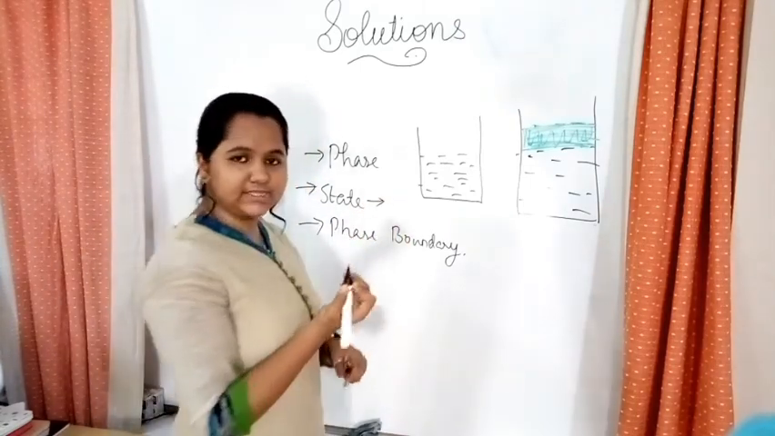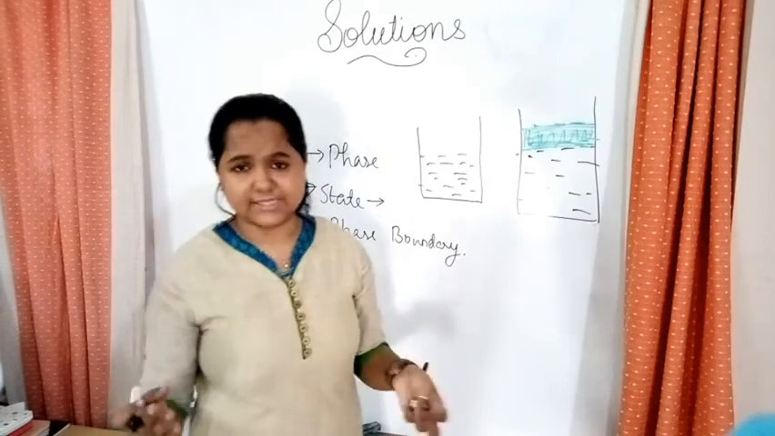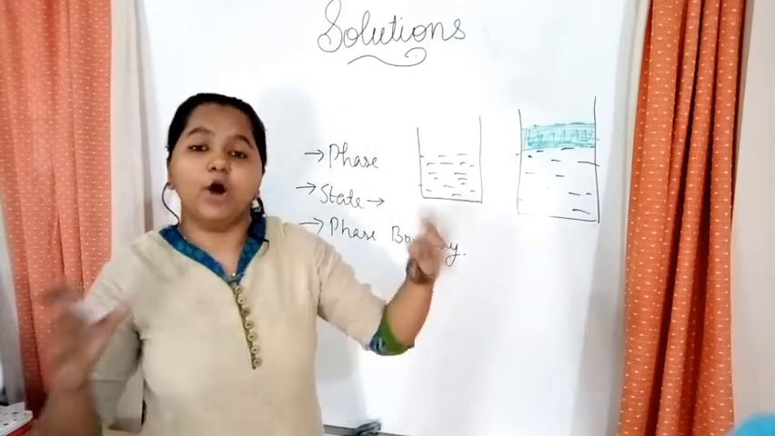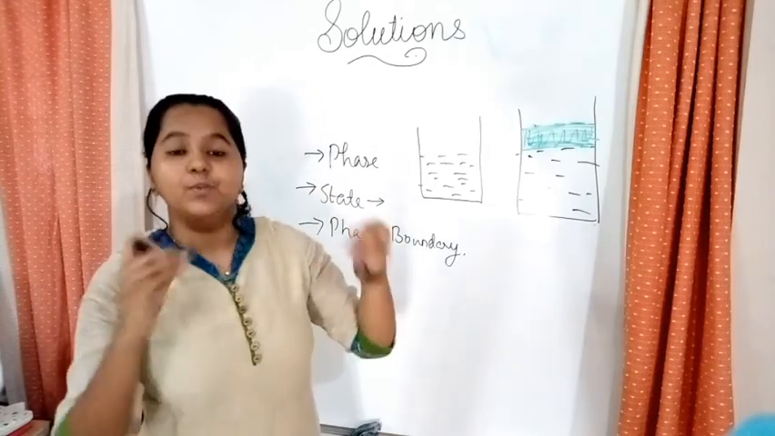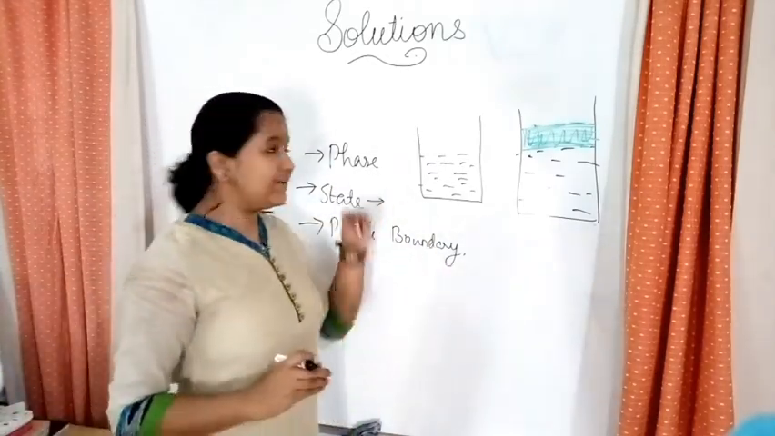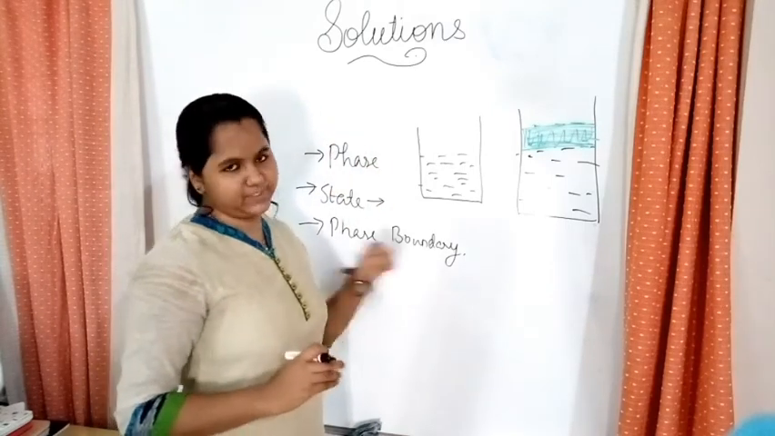So what is state? You know there are different states of matter. What is a solid, liquid and gas? The different properties of a matter which it shows at different conditions. So that is state. Now let's see what's phase and then we'll discuss phase boundary.